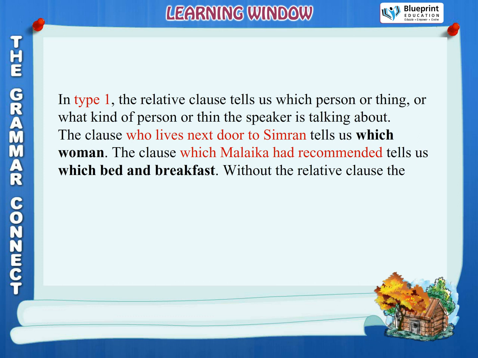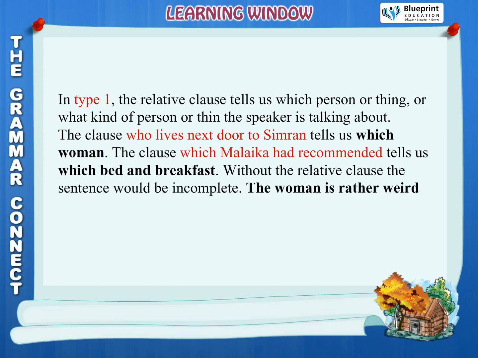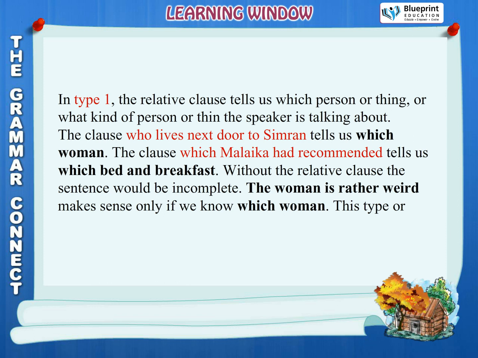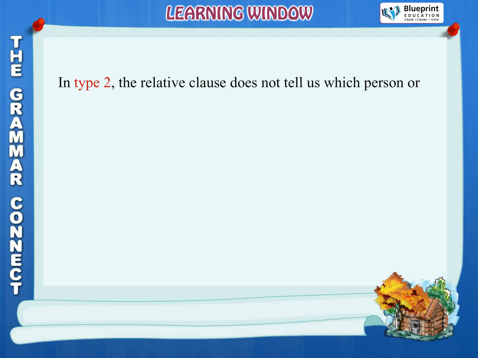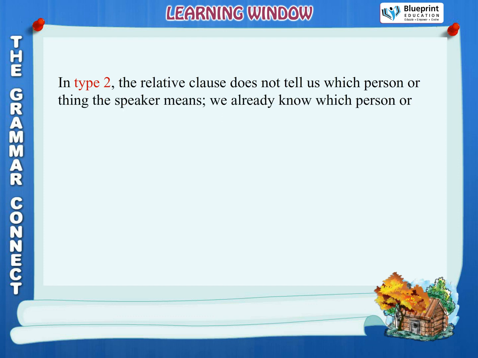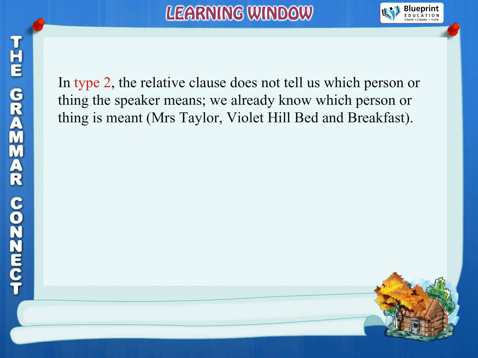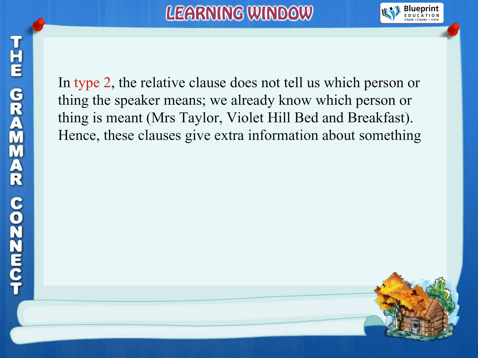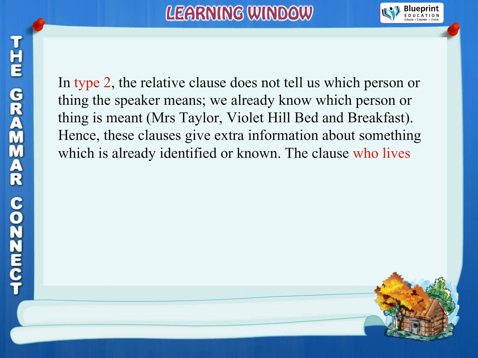Without the relative clause, the sentence would be incomplete. The woman is rather weird makes sense only if we know which woman. This type of relative clause is called a defining clause. In Type 2, the relative clause does not tell us which person or thing the speaker means. We already know which person or thing is meant: Mrs. Taylor, Violet Hill Bed and Breakfast. Hence, these clauses give extra information about something which is already identified or known.